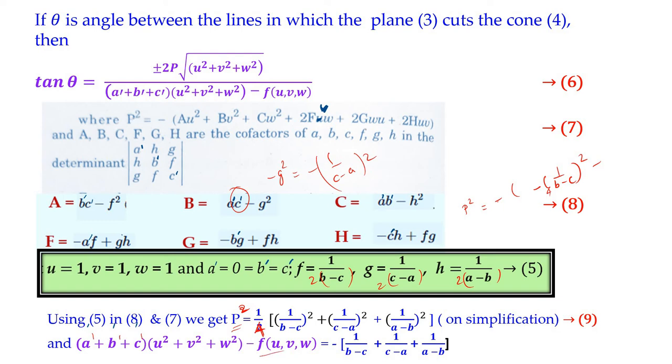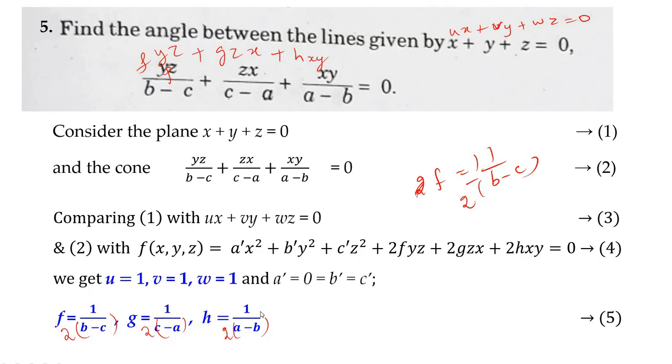And f of UVW is, what is f of XYZ? You have f of XYZ to be this one. So when you consider f of UVW, U, V and W are each equal to 1. So you will have 1 by B minus C plus 1 by C minus A plus 1 by A minus B.